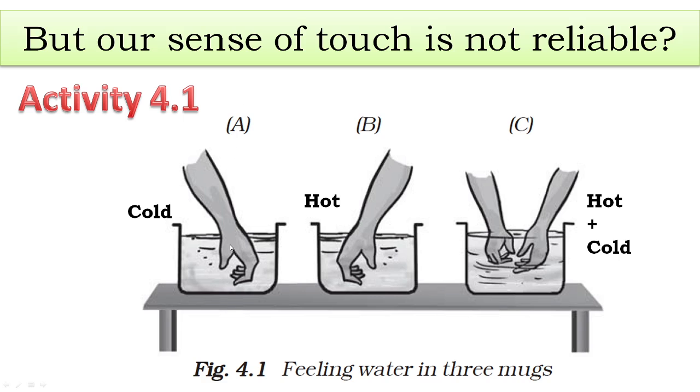In container A you have to take cold water. Whereas in container B take hot water. So we have container A with cold water, container B with hot water, and then in container C you have got a mixture of hot and cold water. So container C, it is like lukewarm water.